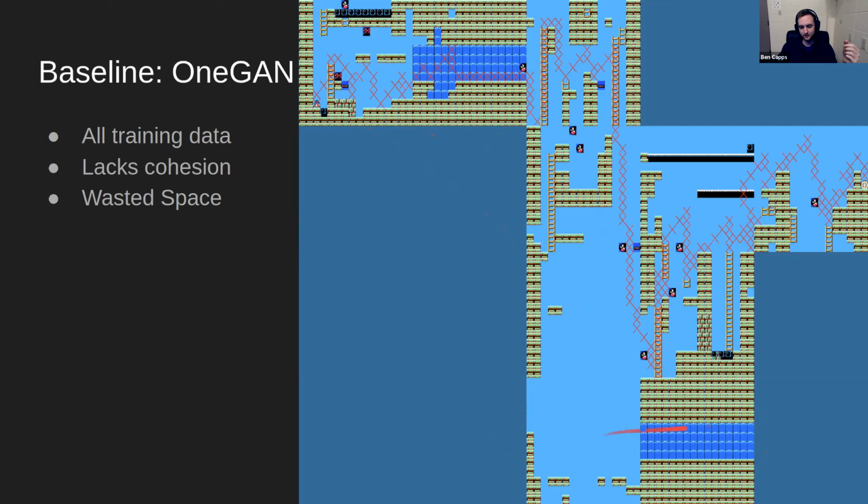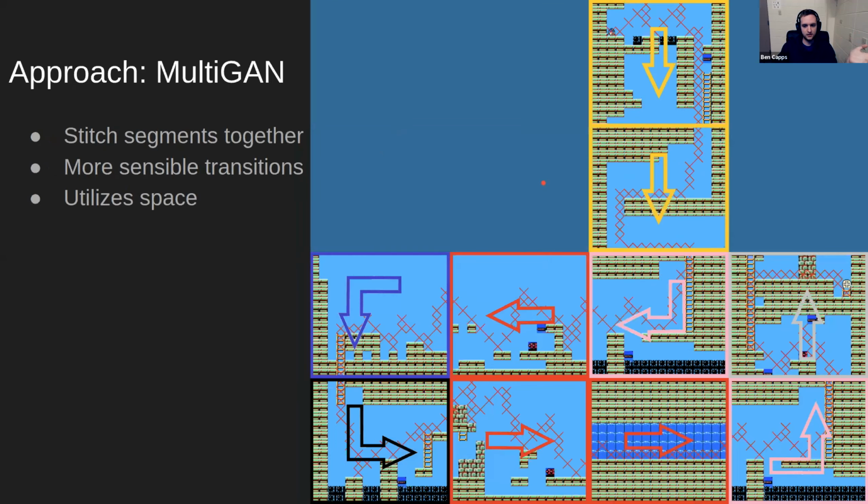So instead, our challenge was to find a way to generate these levels that still preserve the structure of any given segment at any given position. So in other words, how do we generate this segment to have a certain type of structure that's preserved? And so our approach is to use multiple generative adversarial networks.